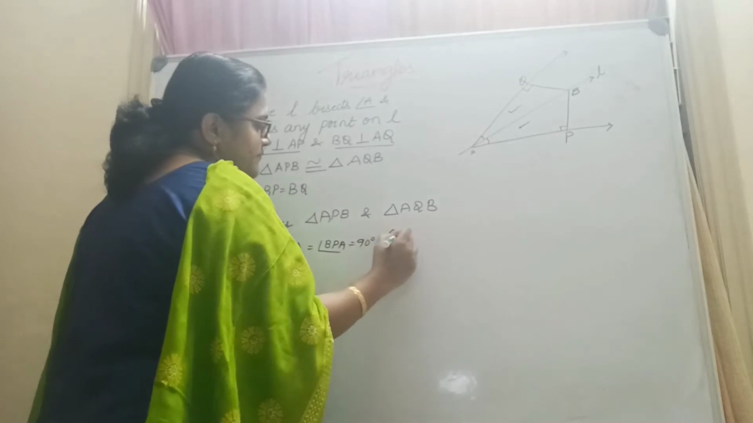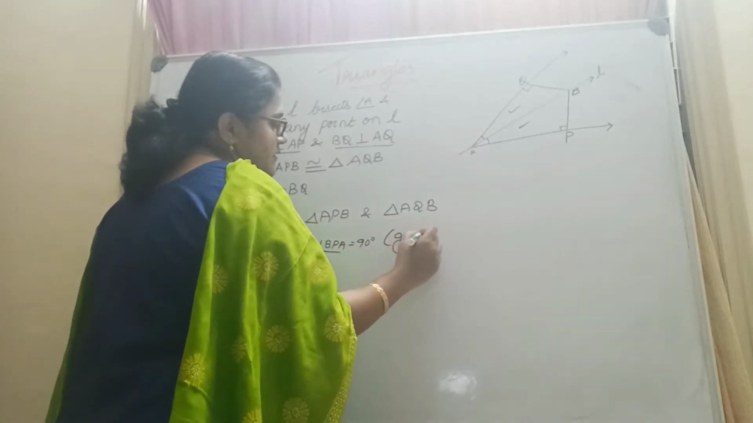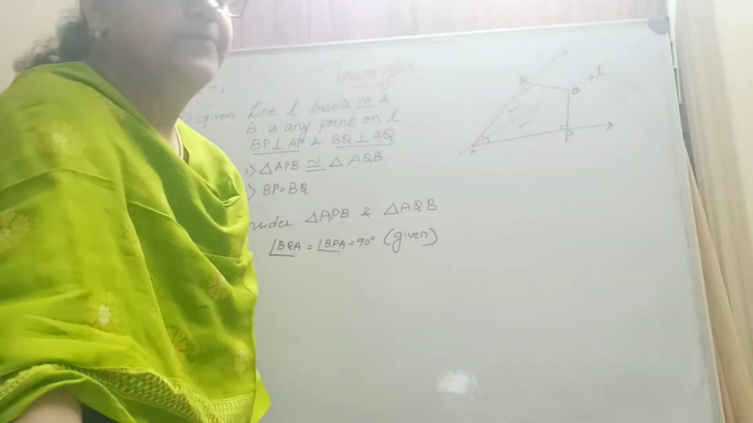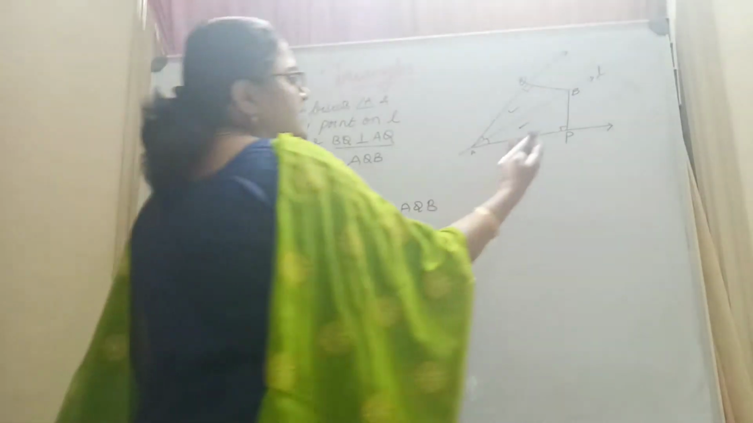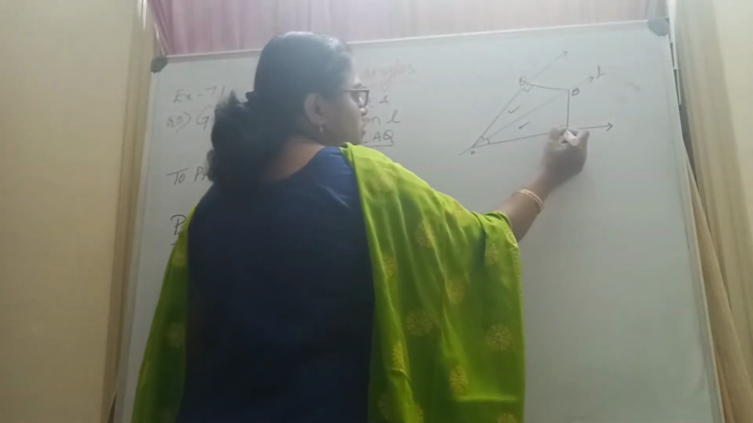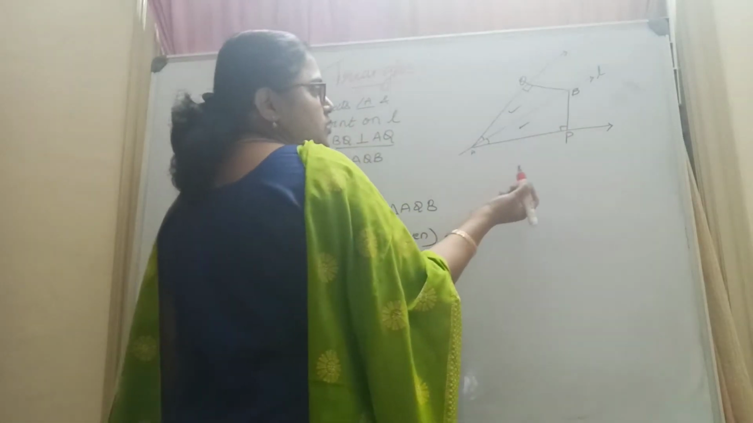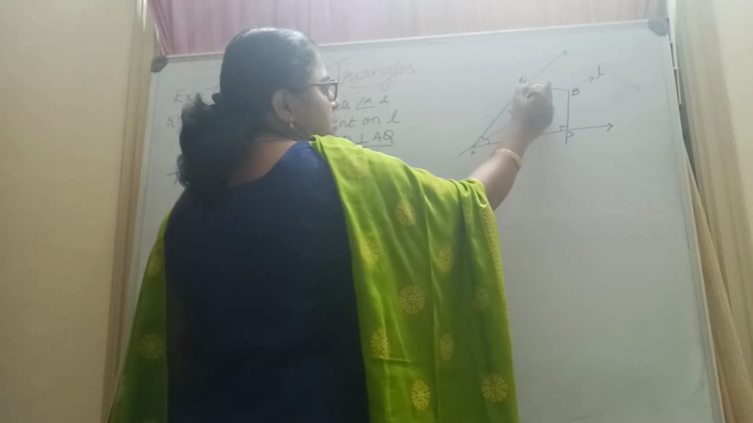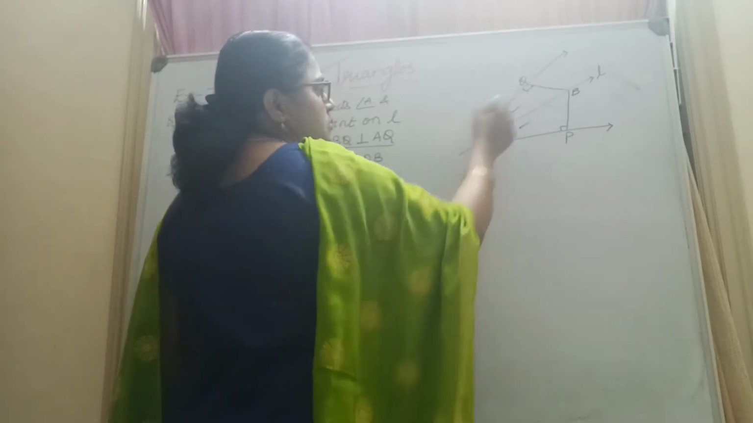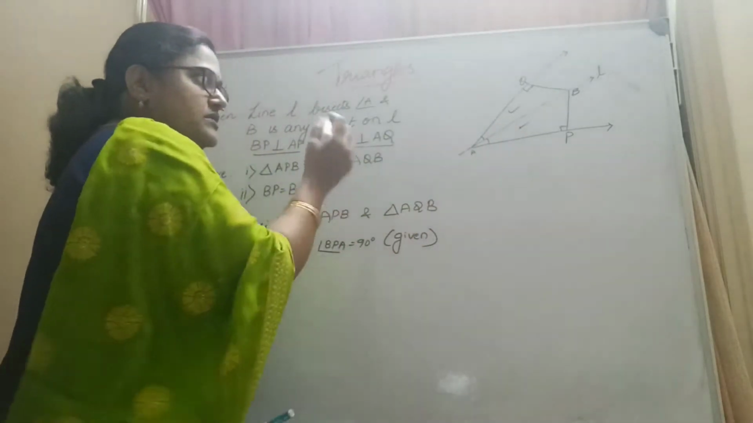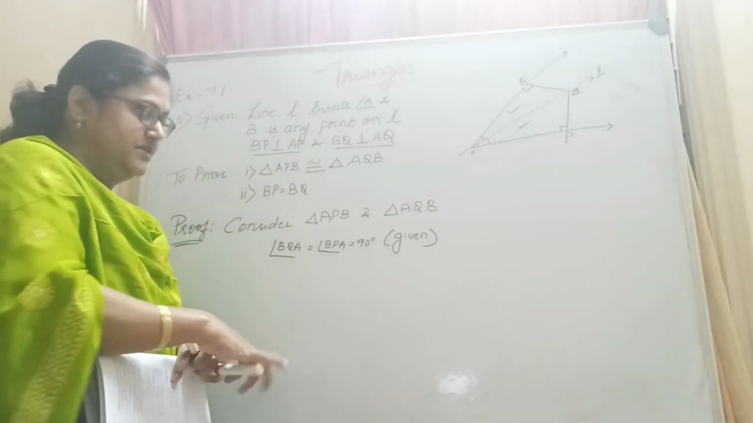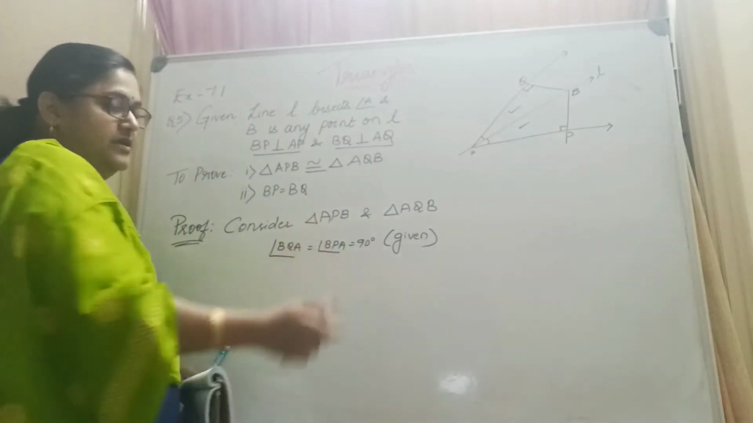This is given, right? What is given actually? It is given that BP is perpendicular to AP, so the angle between the two lines is 90 degrees. Same way, BQ is perpendicular to AQ, so the angle there also is 90 degrees. That is the given information, right? So I have used it here.